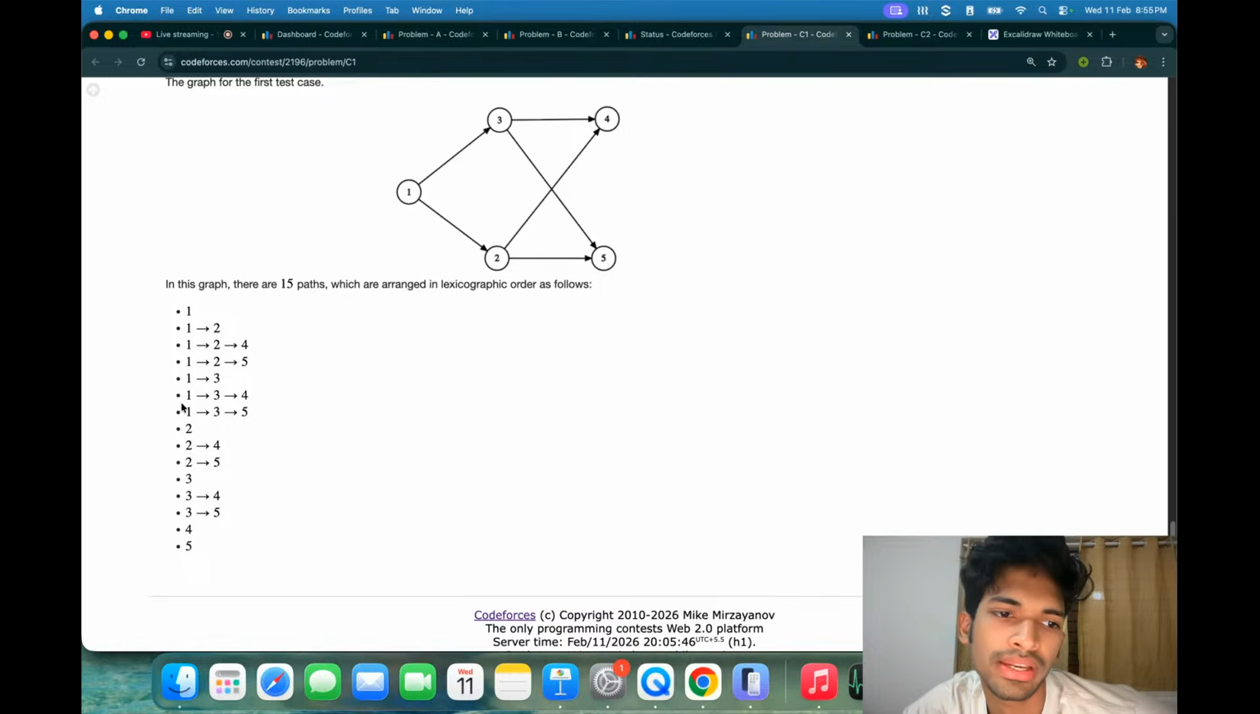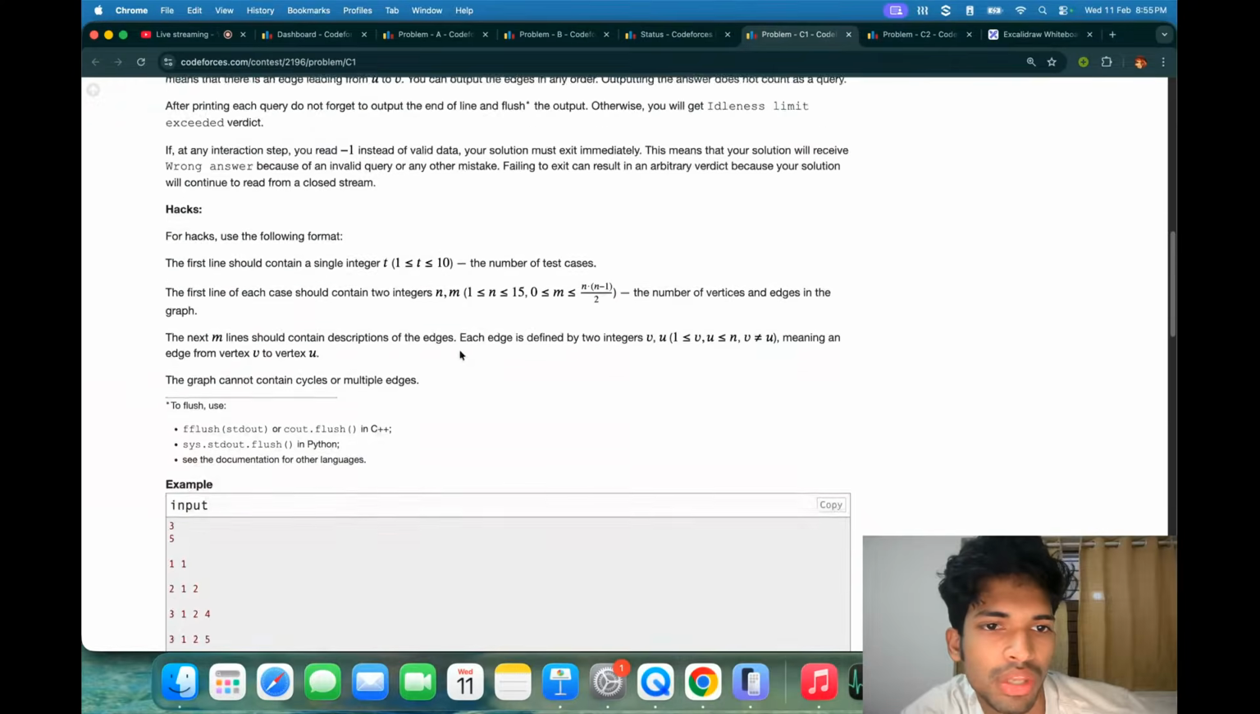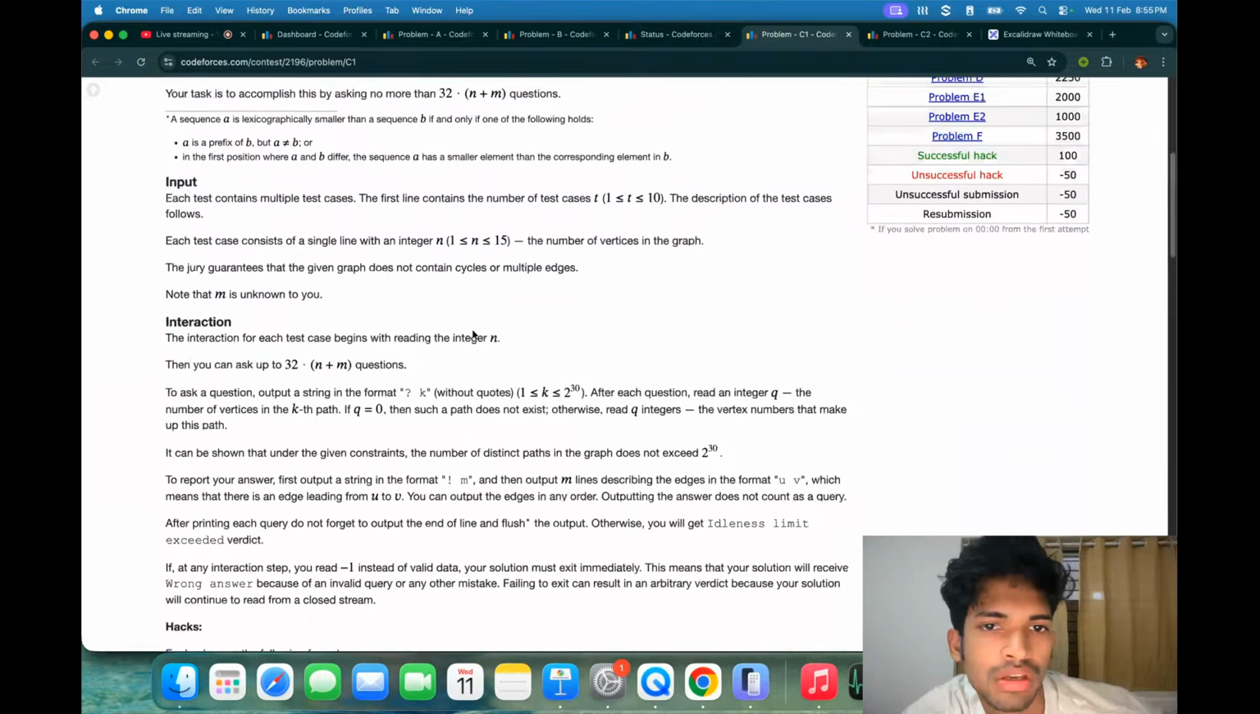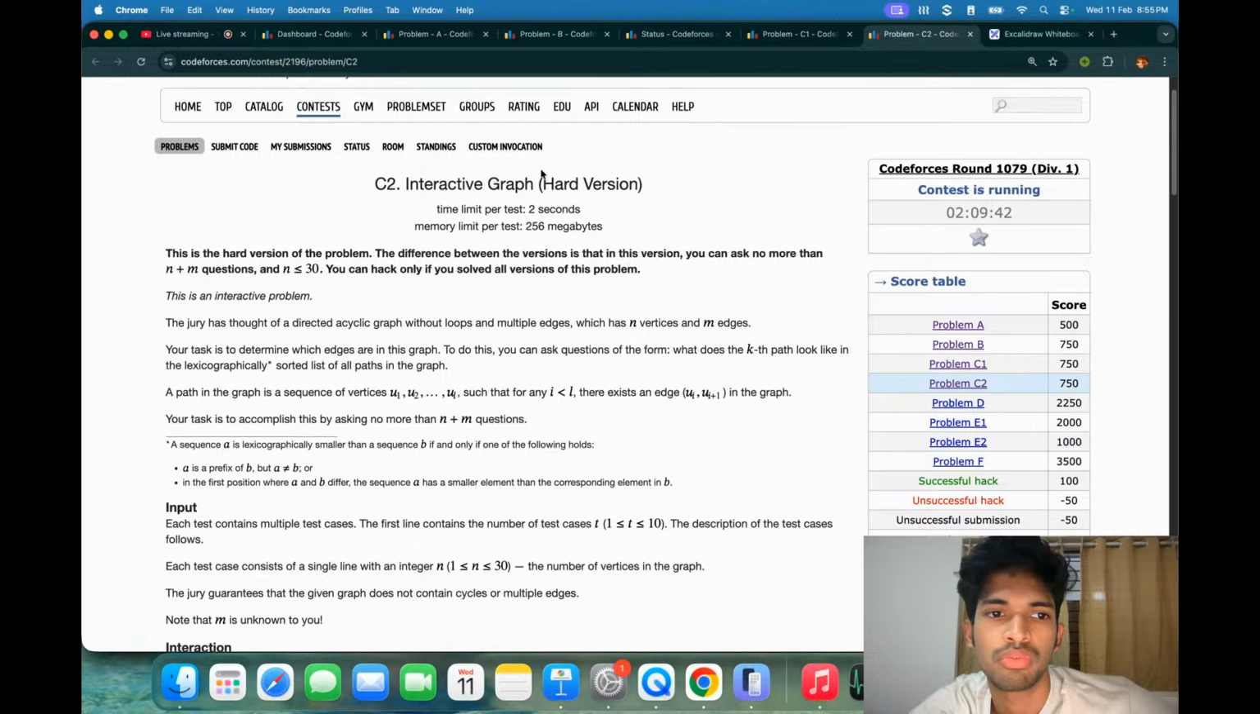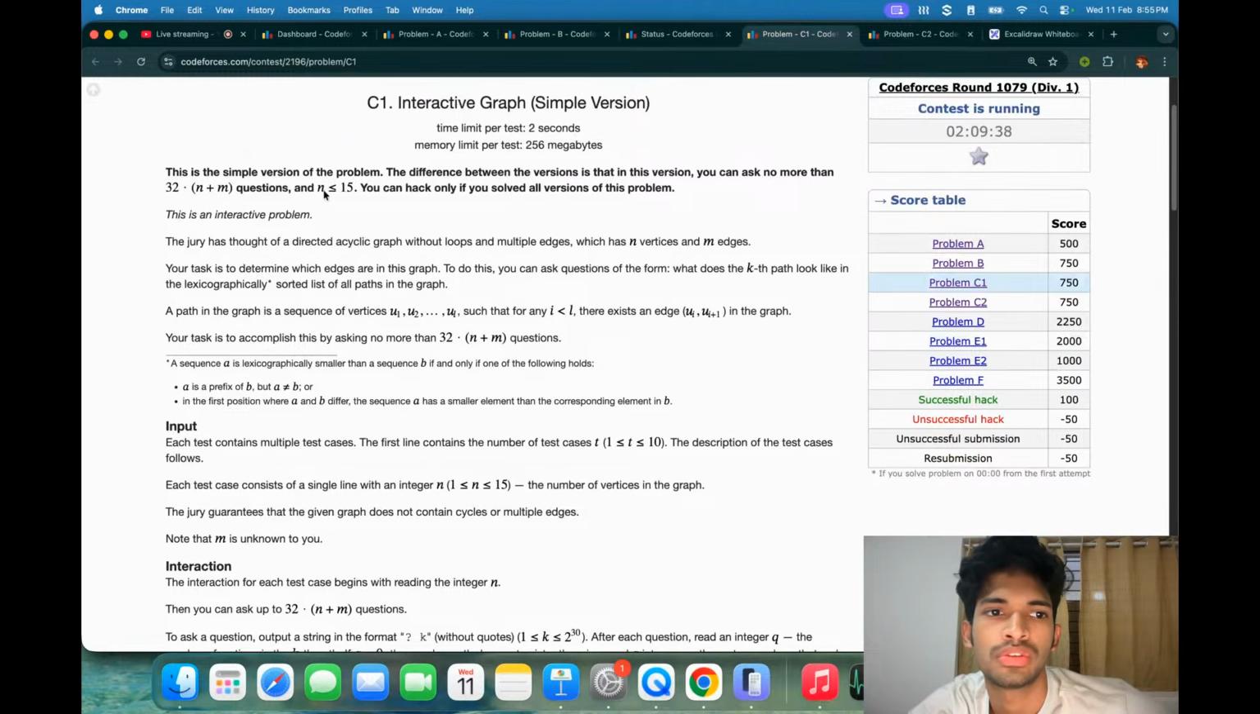How can you get useful information always? How can you query less? How can you query any two times n plus 1? And then you have a way to query n plus m. Here you can do 32 times n plus m.